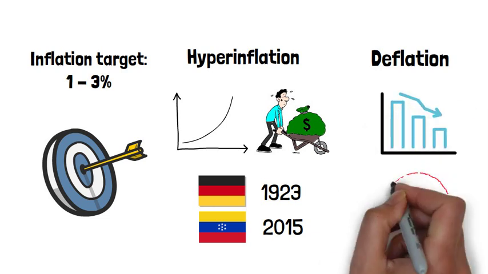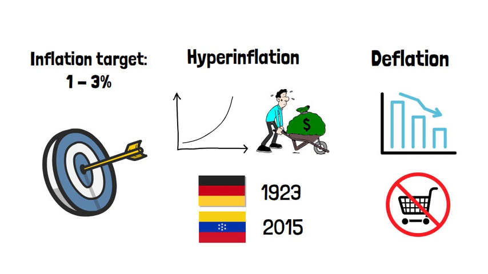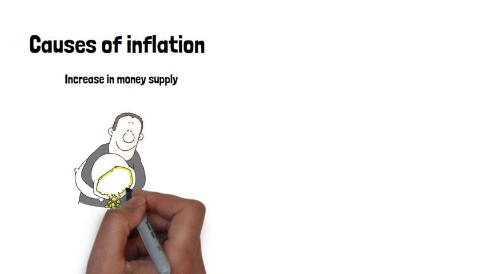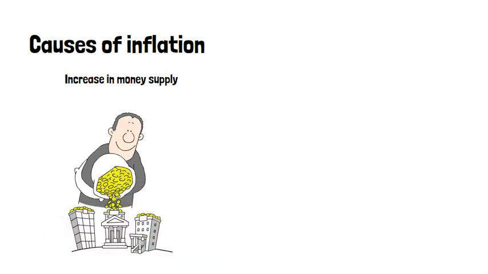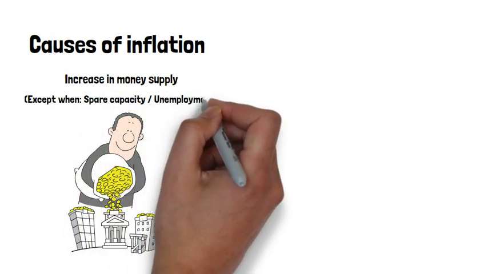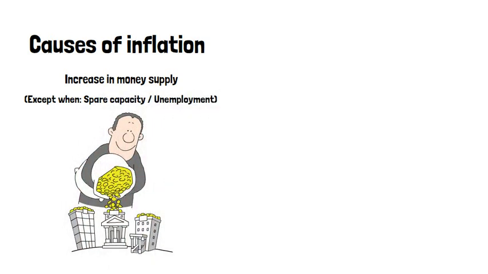Deflation can be a big problem for an economy because people will postpone their purchases as they wait for prices to fall further. The main cause of inflation is when the supply of money grows faster than the real output in an economy. With more money chasing the same quantity of goods, prices will increase. However, there are circumstances when increasing the money supply does not cause inflation. For example, when there is spare capacity or unemployment in an economy. Then the extra money can stimulate demand and grow the economy without causing inflation.